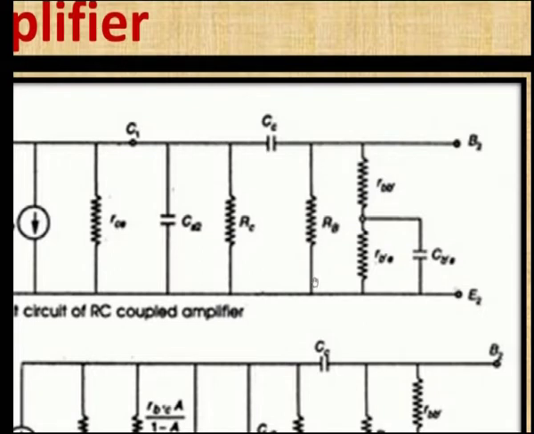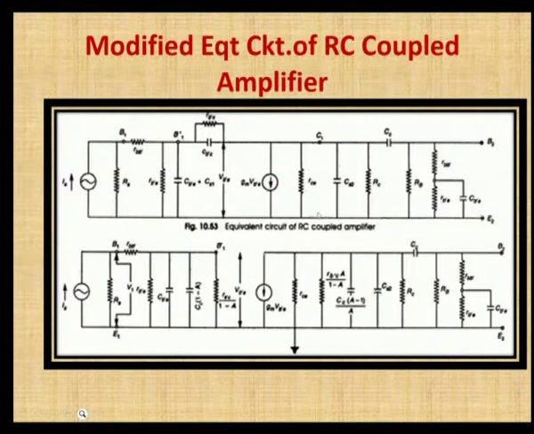This is RB. Here this is the resistance between the base and the emitter, RB B dash and RB dash E, and across the base and the emitter we have the capacitance, C B dash E. So, this is the entire equivalent circuit of the RC coupled amplifier.